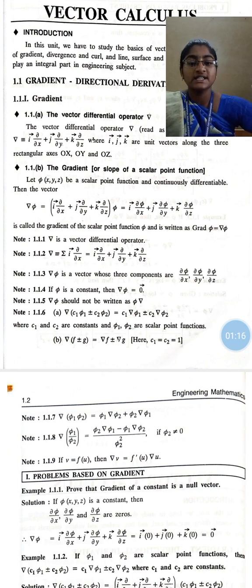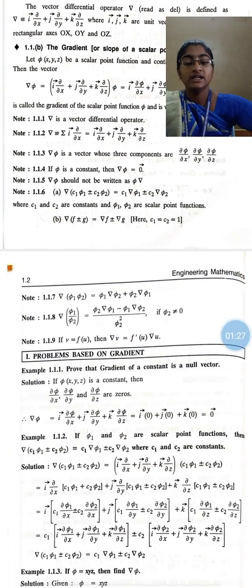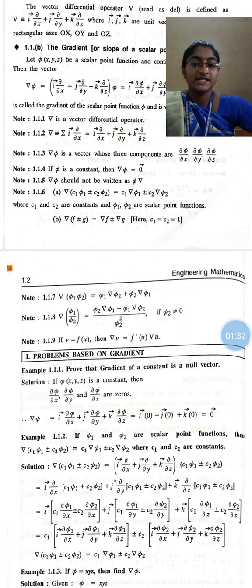In the sixth point, del of (f plus or minus g) can be written as del f plus or minus del g. Similarly for the constants c1 and c2. In the seventh note, del of (phi1 phi2), which is the uv method, u v dash plus v u dash, that is phi1 del phi2 plus phi2 del phi1. Similarly, del of (phi1 by phi2), that is differentiation of u by v method, so (v u dash minus u v dash) divided by v square, that is (phi2 del phi1 minus phi1 del phi2) divided by phi2 square.